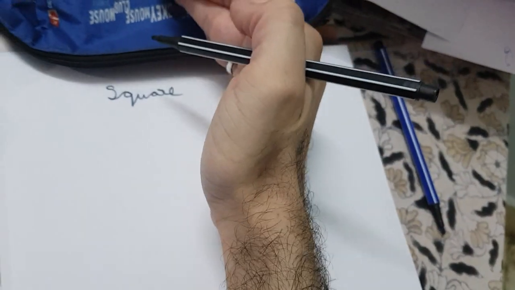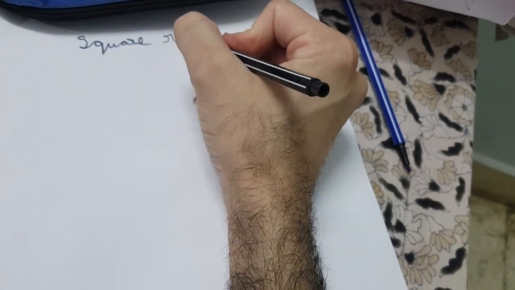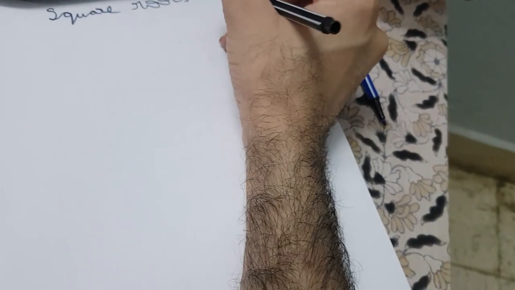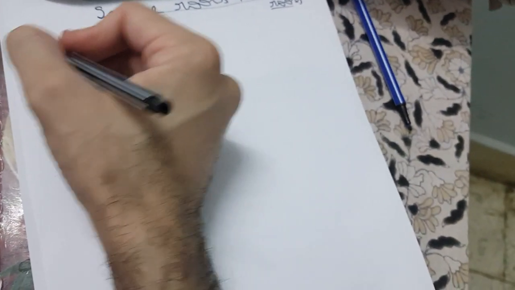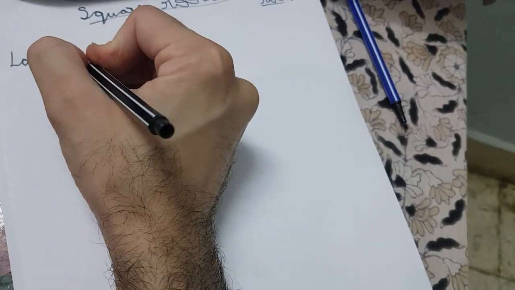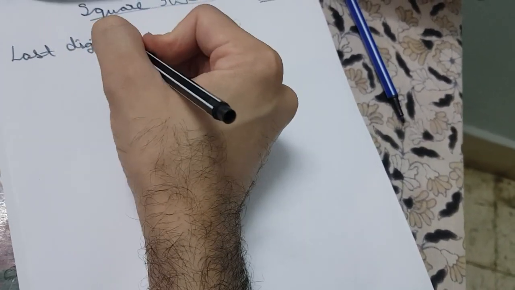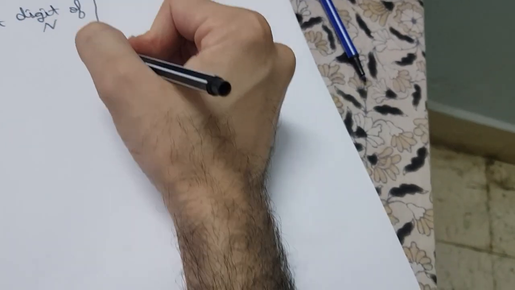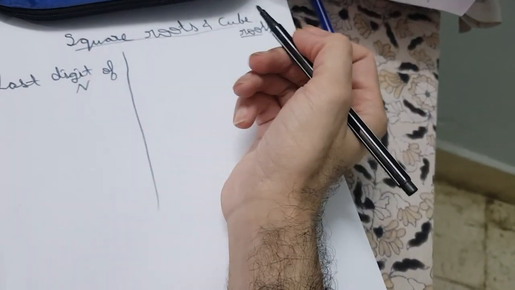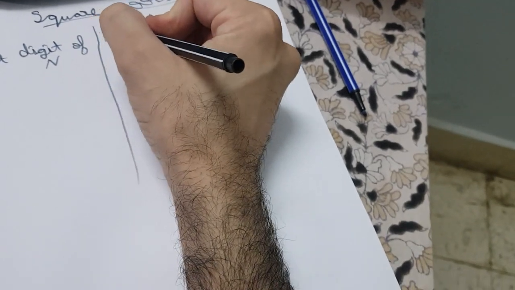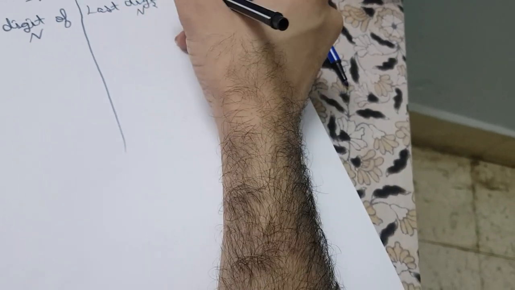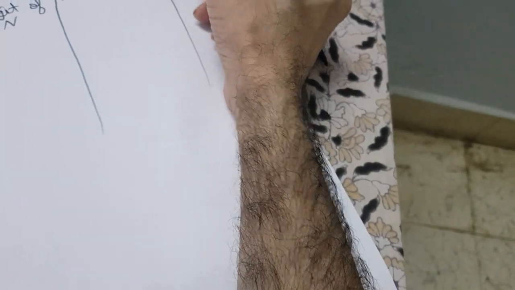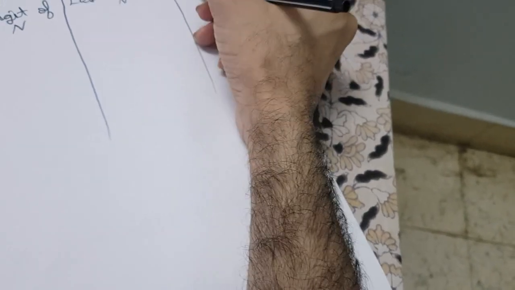Square roots and cube roots. Here we will write the last digit of n, meaning natural number, last digit of n. Here we write the last digit of n square. Here we write the last digit of n cube for cube root, okay?